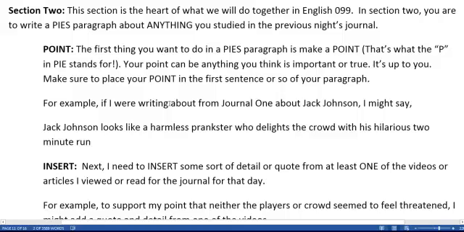Section 2 is really where the main formalized feedback happens in my journals. I ask them to write what I and some others call PIES paragraphs. The first element of a PIES paragraph is simply a topic sentence. Have a clear point. So when students read and watch the material for that night's journal, they need to make some point from something that they saw.